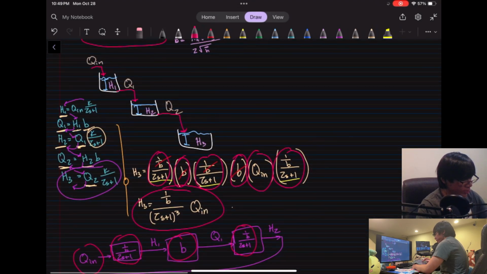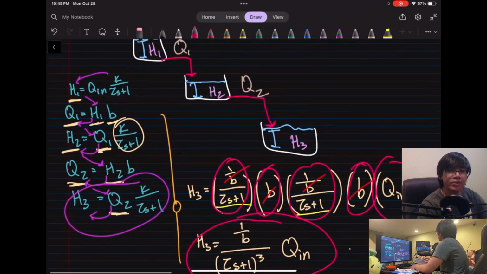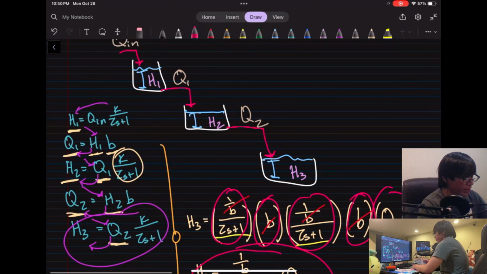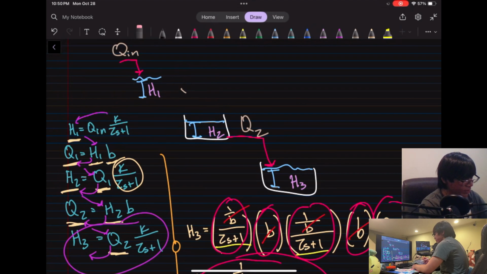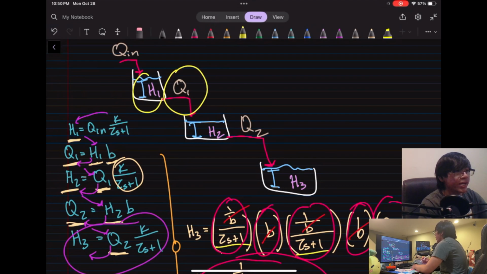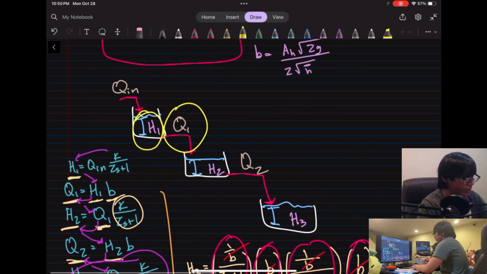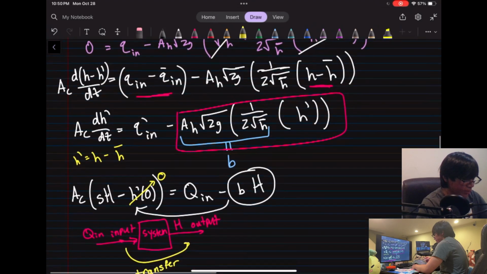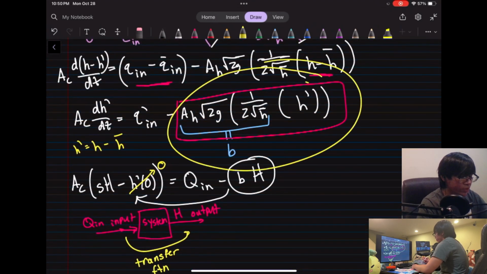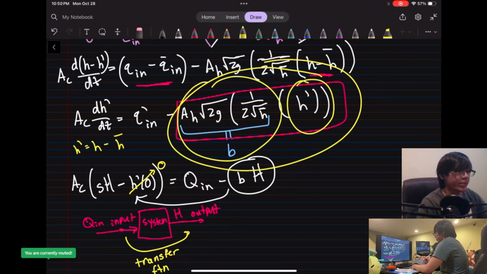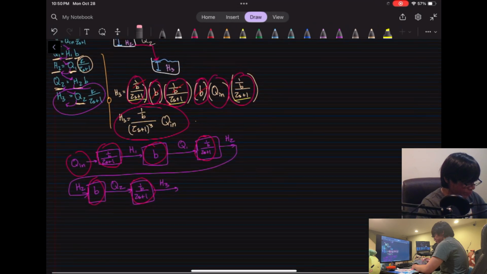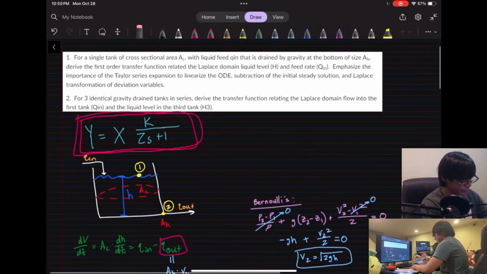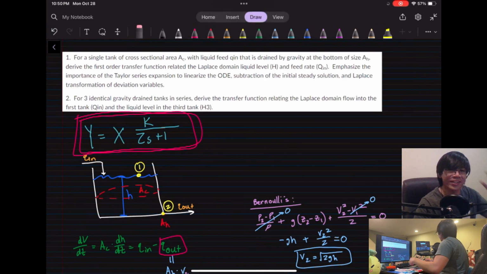And after doing that, we did our series of tanks, which was relatively easy using algebraic multiplication and relating the expressions between the tanks. The key here was relating our outlet flow to our height of the previous tank. So remember our outlet flow, this whole thing here was our outlet flow. So if we want to relate it to the height, we use our B that we defined earlier. So pretty sure that's it. Hopefully got everything correct.